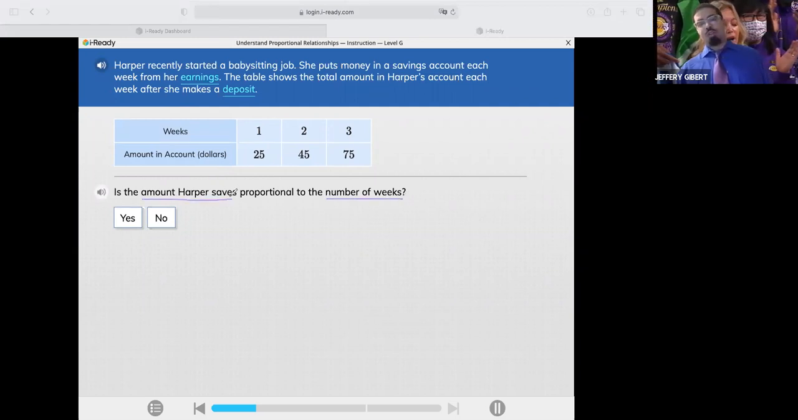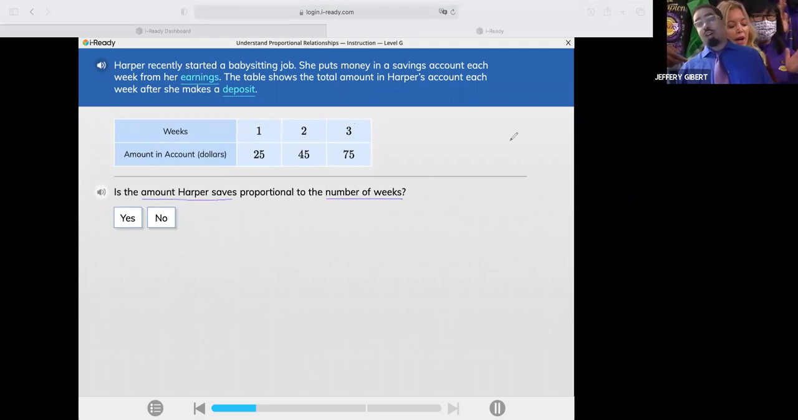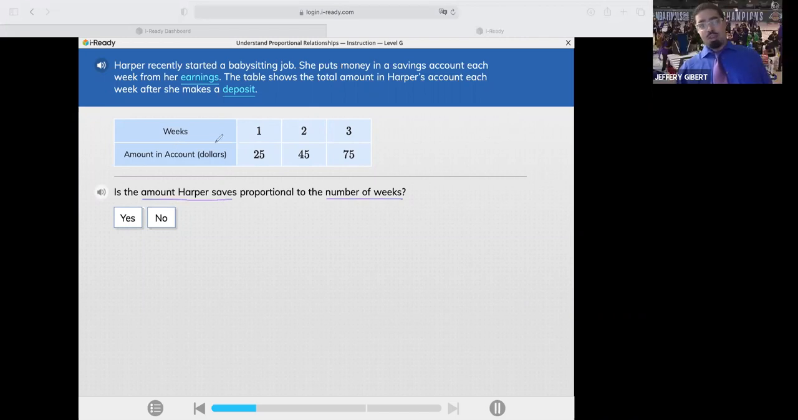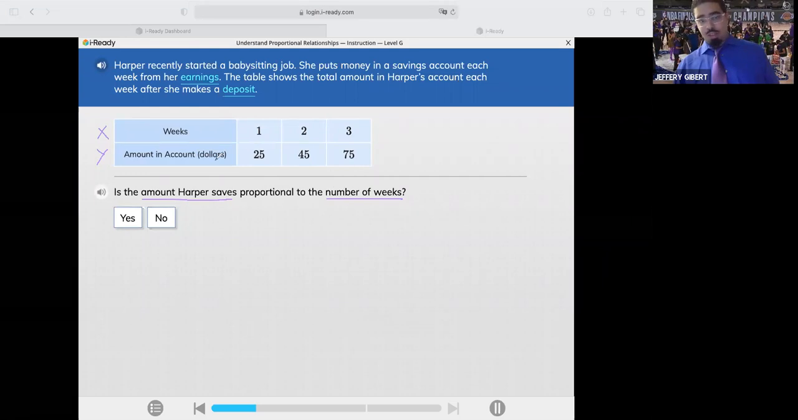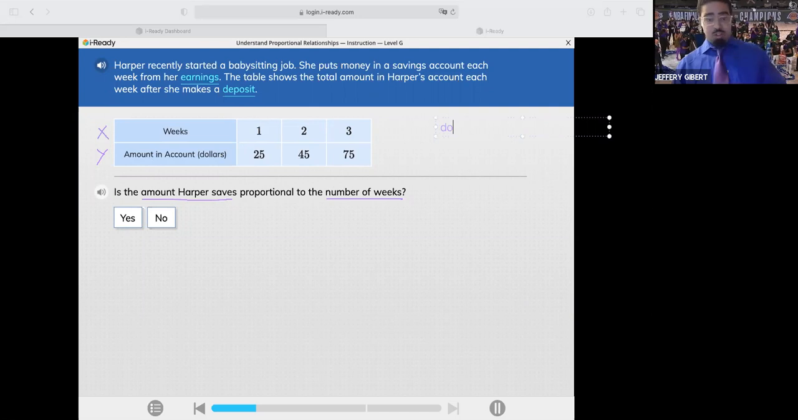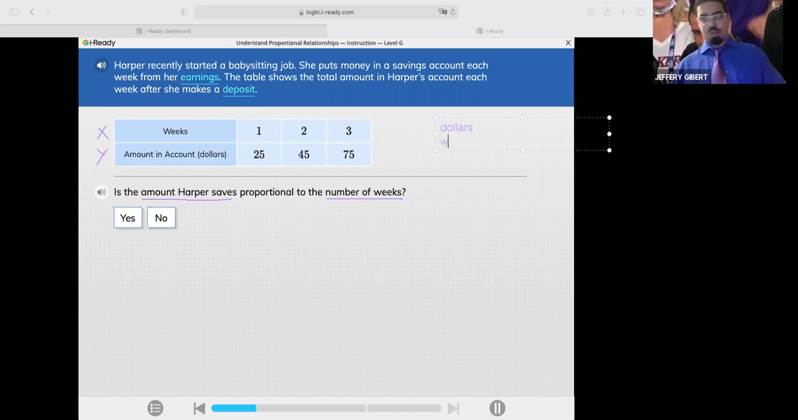So whatever they ask for first goes on top, and whatever they ask for second goes on the bottom. Just like when we had the other table, the left was the X and the right was the Y. On this type of table, the top is the X and the bottom is the Y. And it's always Y divided by X. So amount Harper saves, oh, that matches up here with the dollars. Just like I said, that's going to go on top. Then I said whatever they ask for second goes on the bottom, and I also told you the X always goes on the bottom. So, oh, look, the weeks and number of weeks, they match up. So weeks goes on the bottom.